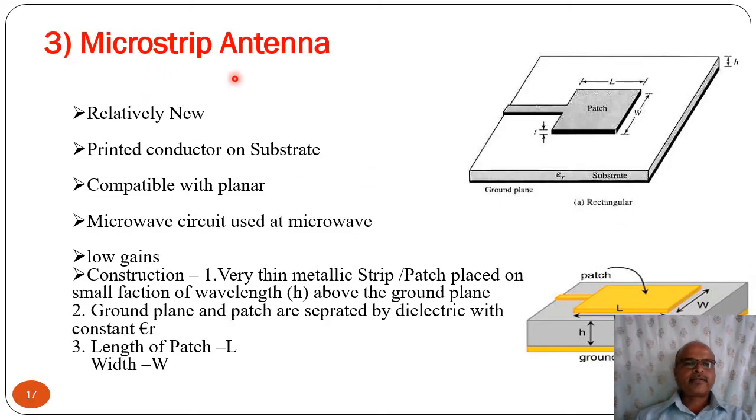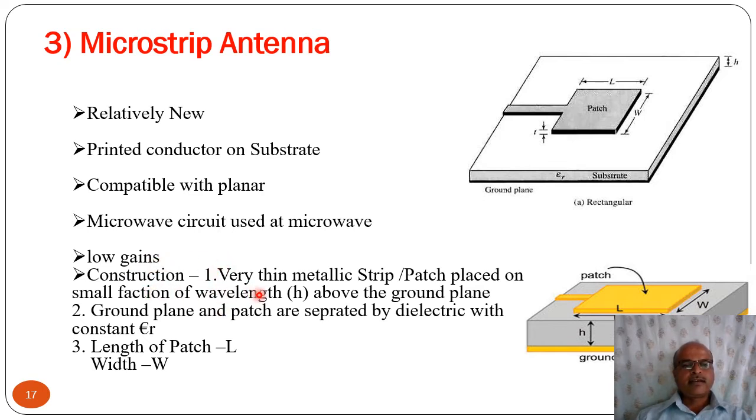Then next is a microstrip antenna. This is the most important antenna presently used in mobile communication, or in mobiles. Microstrip patch antennas are used in the fourth generation, and also in the fifth generation, where these microstrip antennas play a very important role. This is relatively new, and it is also a printed conductor on a substrate. This antenna is a printed structure. You can print that structure, compatible with planar microwave circuits used at microwave frequencies. These antennas have low gains.